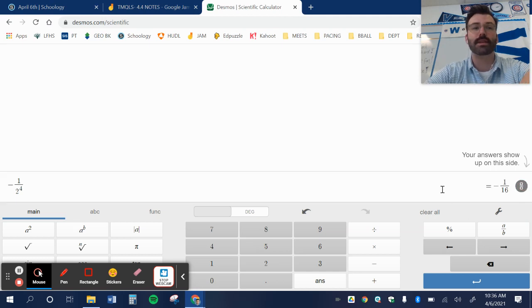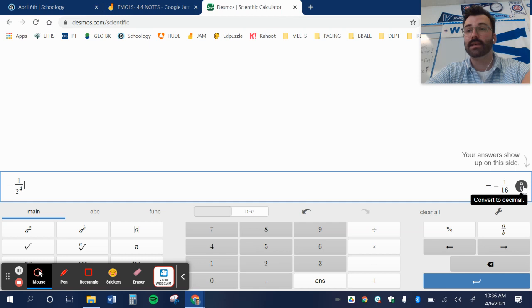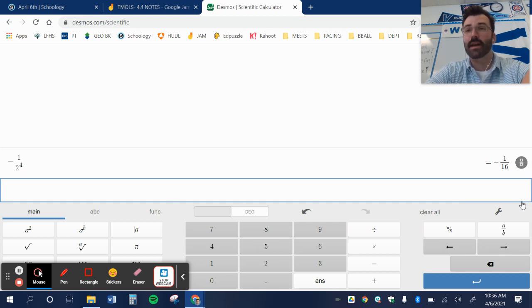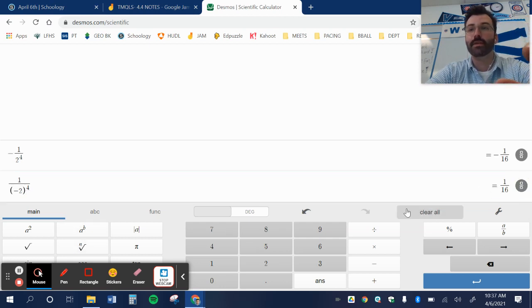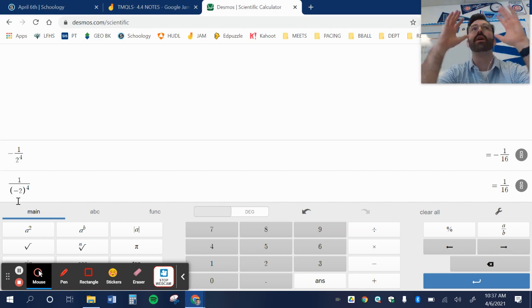I get 1/16. Now, the good thing about the Desmos scientific calculator is that you just click and it converts it to a nice fraction for you. Then I have 1 divided by negative 2 in parentheses. Click that button. Hey, it's a fraction. Look how these are different. 1 is negative and 1 is positive. Why is that true? Because when I do negative 2 to the 4th, I'm doing negative 2 times negative 2 times negative 2 times negative 2. So I have an even number of 2's, which means the whole number will be positive.